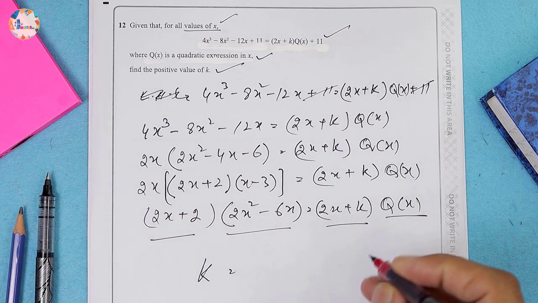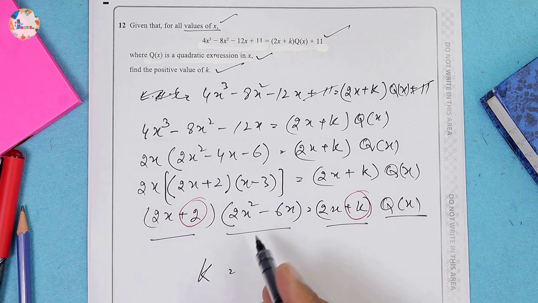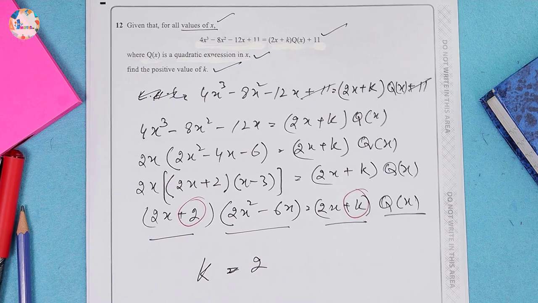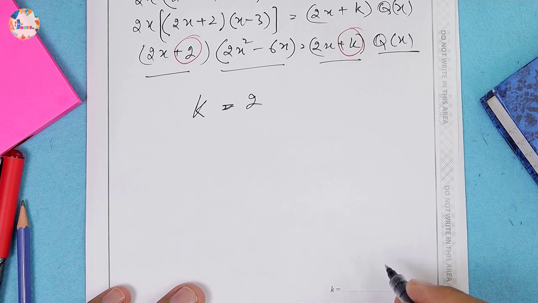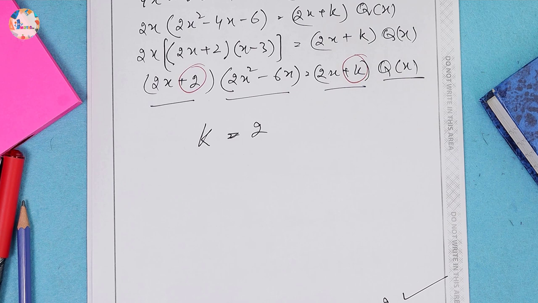We can see k is equal to 2. This is the k value and this is 2, so we can compare it. K is equal to 2, which is the positive value. So we can write the answer at the proper location over here, which is 2. This will be our final answer.